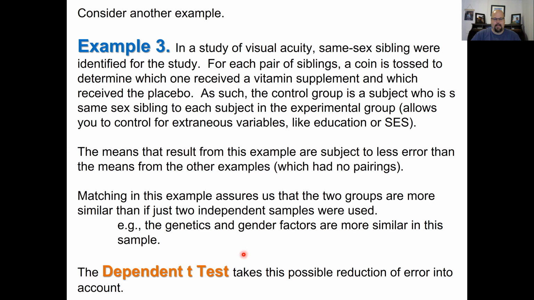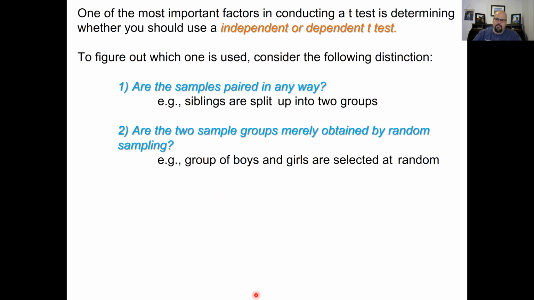And that's where the dependent t-test comes in, because it reduces error. You're more similar to yourself. You're a better control for yourself than someone else is, because you have all those same qualities that exist within you.